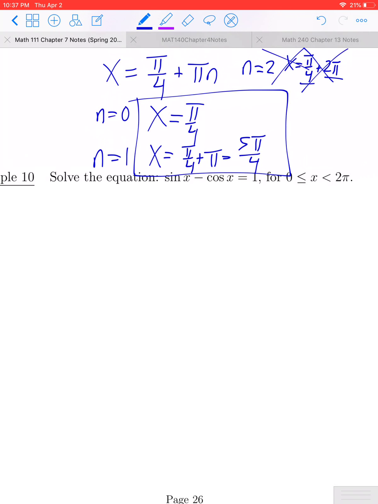Here we are asked to solve for where sine x minus cosine of x is equal to 1. It's not a quadratic trig equation. There's no common factors. We do have two different trig functions. So when we look at it, there's no obvious identity either, by the way. So there's nothing that would immediately pop out as, hey, let's try this kind of thing.